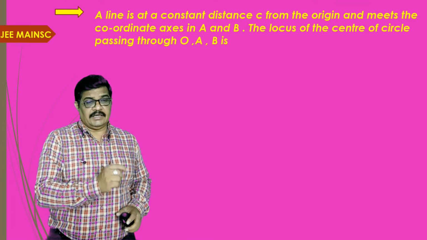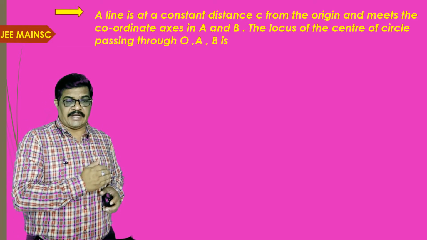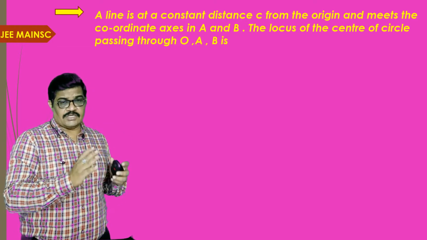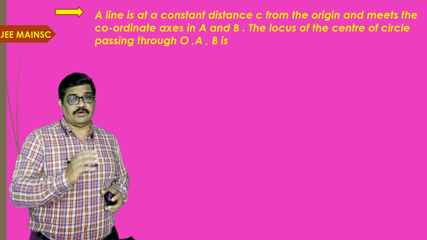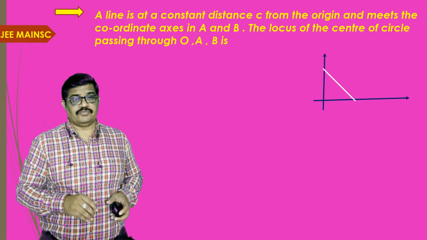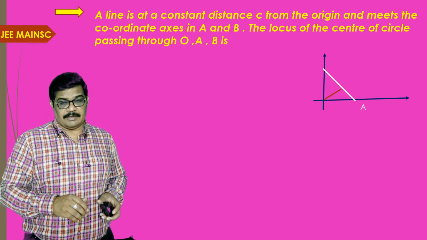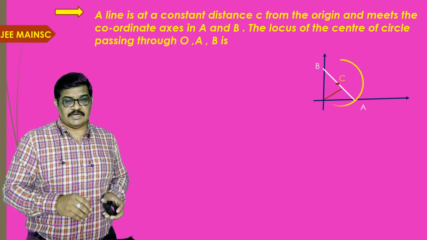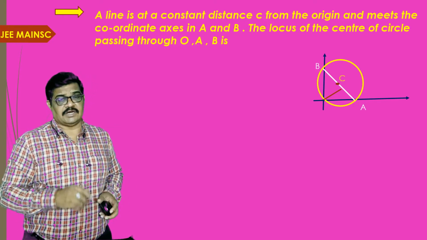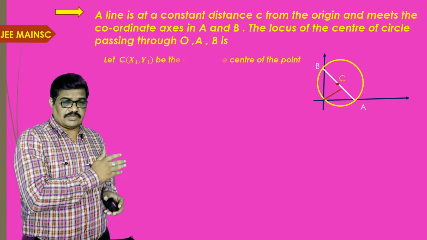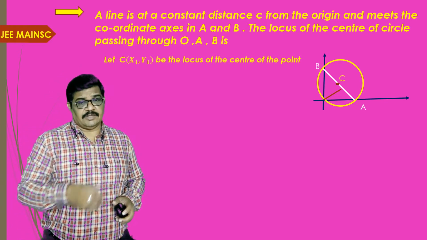A line is at a constant distance small c from the origin and meets the coordinate axes in capital A and capital B. Find the locus of the center of the circle passing through O, A, B. This is our problem. This is the circle, this is the x-axis and y-axis, and a line meets the coordinate axes at capital A and capital B. Now we have to find the locus of the center of the circle passing through O, A, B, that is, the locus of the center, capital C. Let the center be (x1, y1), the point whose locus we want.